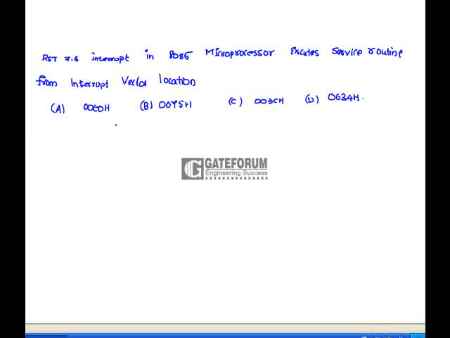Here, RST 7.5. Whenever a microprocessor tries to execute, it first goes to the vector location, which means it has some kind of address. So 7.5 is multiplied by 8, and what we get is 60. This is the decimal value.